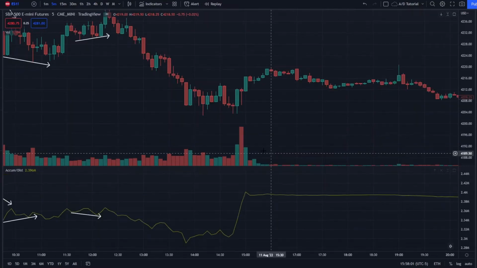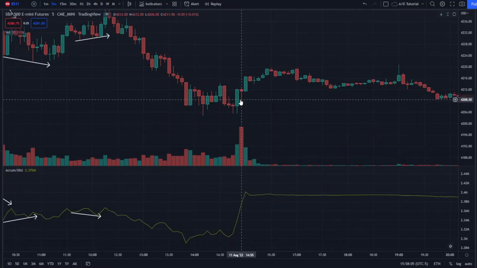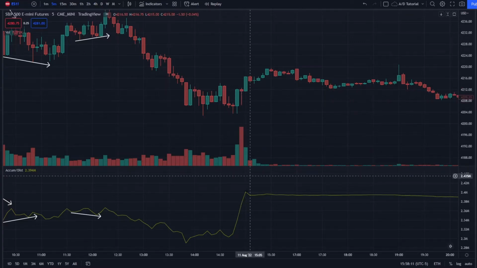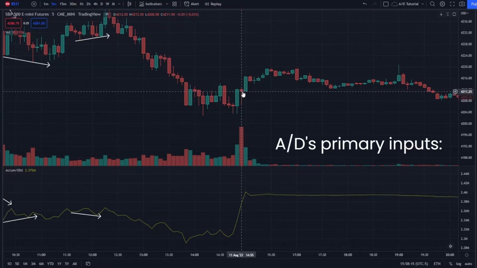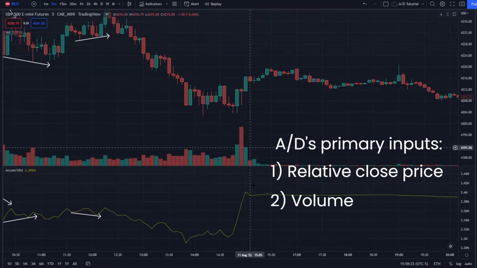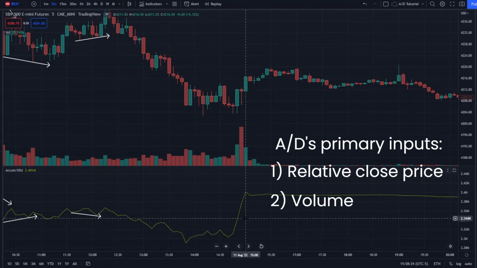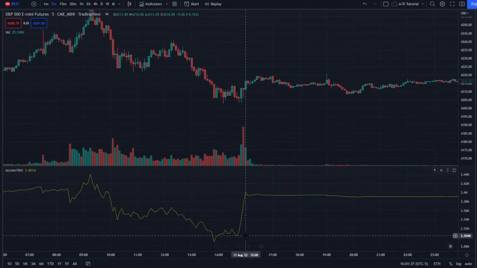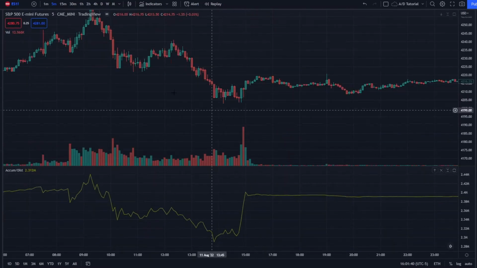Here's a great example of how volume acts as a multiplier. On this candlestick, we can see that price actually decreases slightly as indicated by the red candlestick, but AD rocketed up. This is because this candle closed near the highs of the previous candle, so AD increased, but the massive volume on this candlestick made AD increase by a much larger extent. This massive jump in AD actually creates bullish divergence.